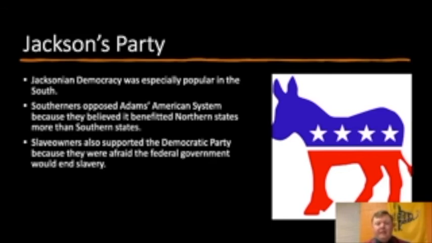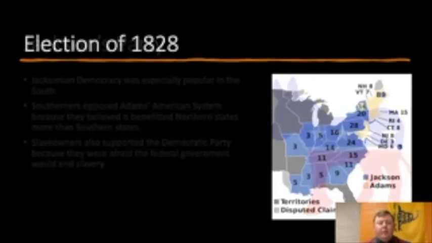So here we are in the 1820s. We're starting to get into this mindset of the federal government may take away slavery at some point. That scares a lot of slave owners and Southerners. So they know with Jackson that won't happen. That's not going to be touched. He himself is a slave owner, so they start to support him.